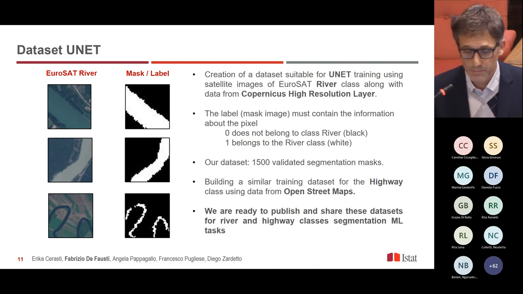To build this dataset, we use auxiliary information for the river class from the Copernicus high resolution layer. We have built this dataset with 1,500 validated segmentation masks, and we built another dataset with the same technique for the highway class using OpenStreetMap auxiliary information. We are proud of the datasets created, and we are ready to publish and share them.